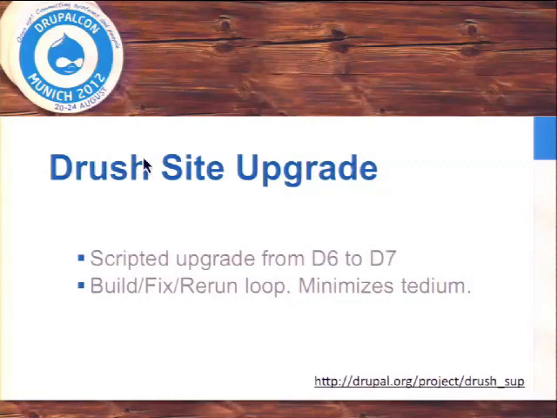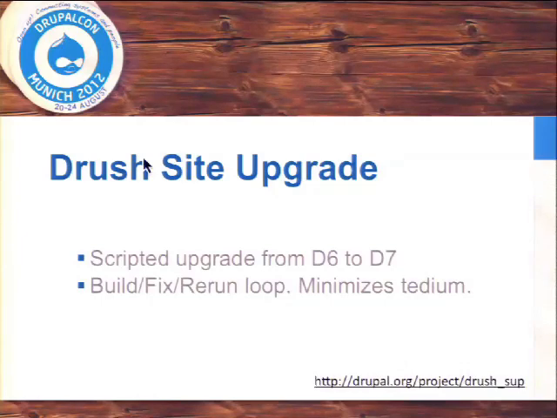OK, next, member of the ecosystem, site upgrade. Site upgrade is a command that used to be part of core Drush. It got so full-featured that we actually moved it out into its own project. The project is called drush_sup. Its goal is to give a really robust way for you to run an upgrade from Drupal 6 to Drupal 7. So in a sense, it's an alternative to Migrate module, which also provides that service.